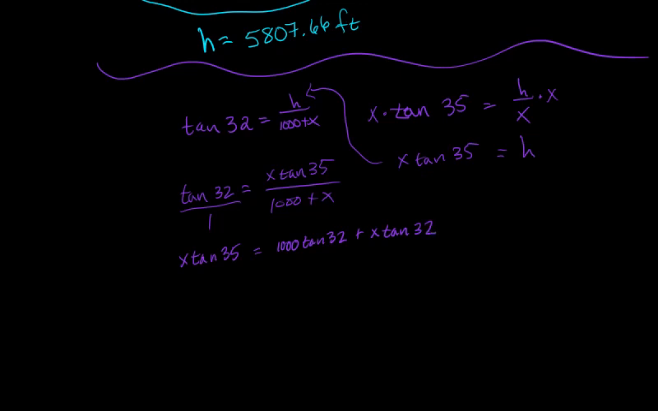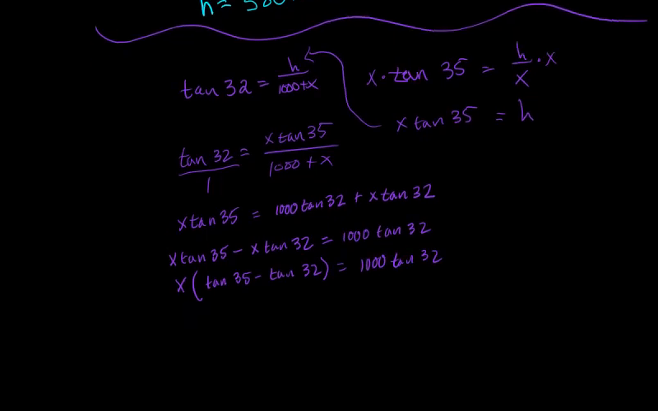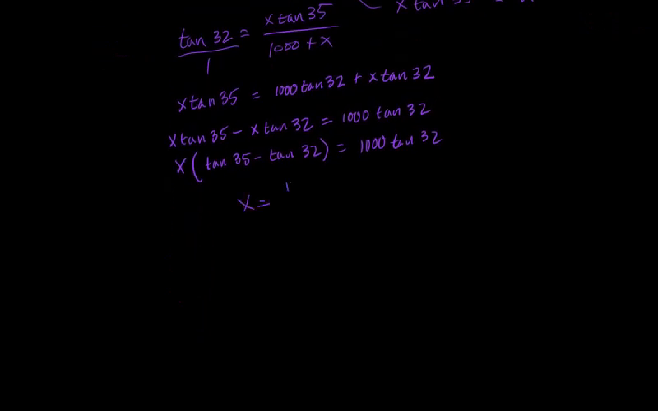Then I'm going to get the x's all on the same side, so I'd subtract. So I'd have x times the tangent of 35, minus x times the tangent of 32 equals 1,000 tangent of 32. Factor out x, so you'll have x times tangent of 35 minus tangent of 32 equals 1,000 tangent of 32. Then you can divide, and so then x equals 1,000 tangent of 32 over tangent of 35 minus tangent of 32. But then you need to remember that that's x, and remember x times the tangent of 35 equals h.